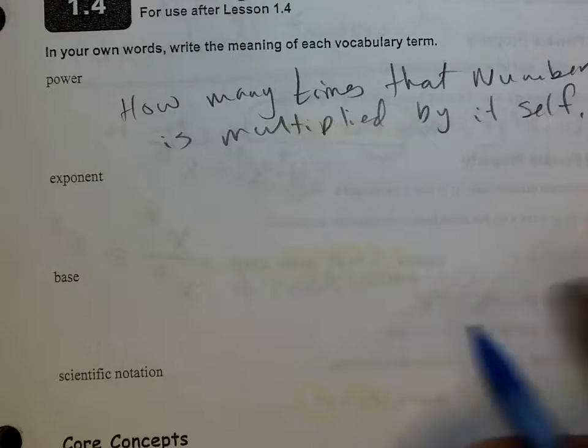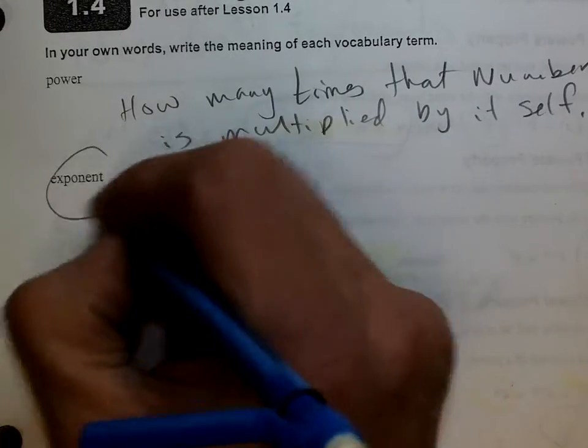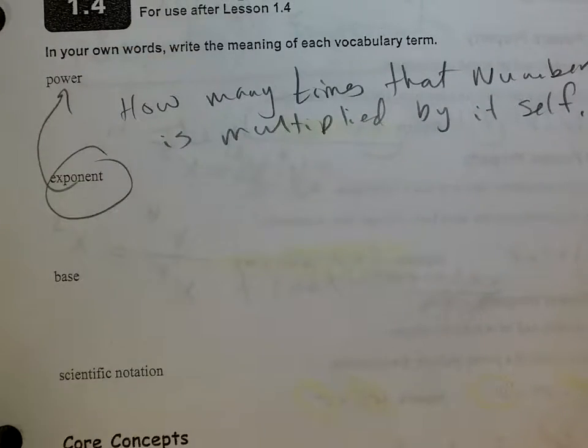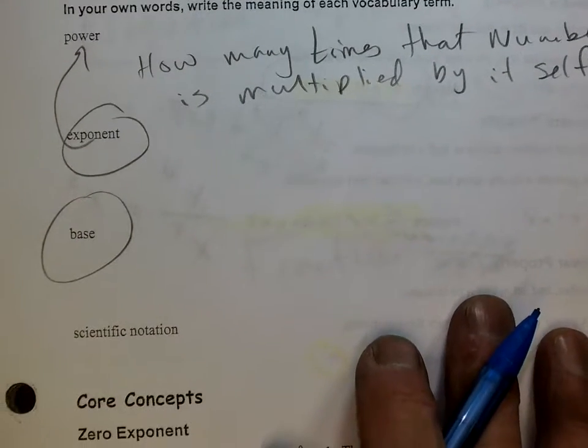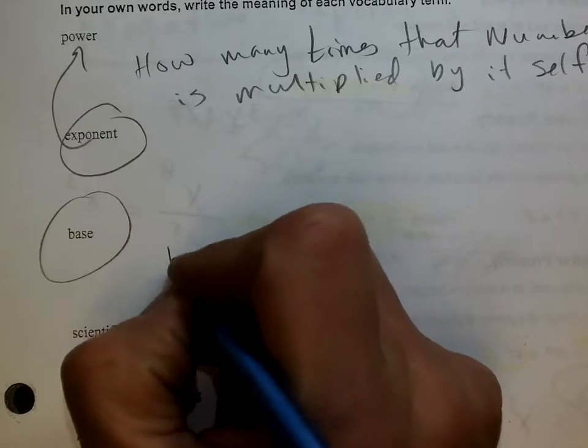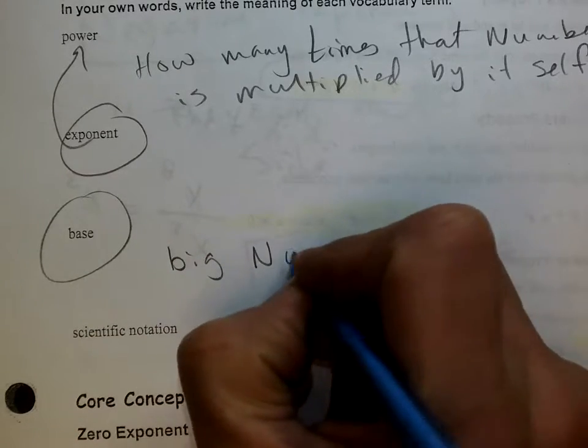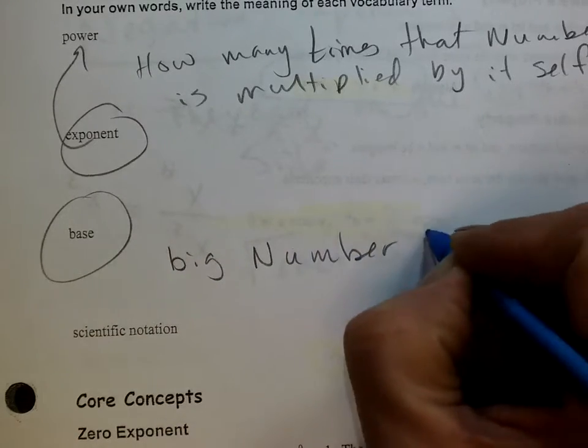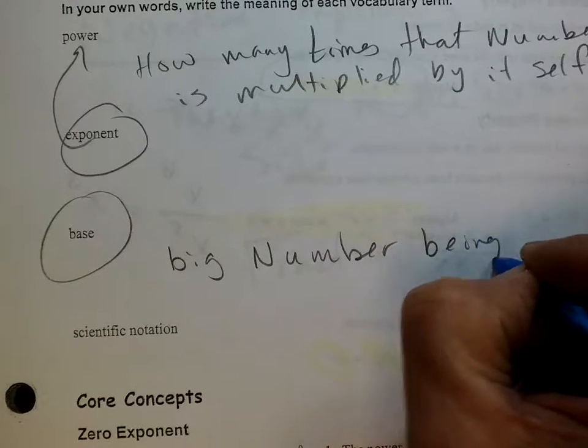So that means the exponent is the power, right? The exponent is the power. So it's the number that tells us. It's the little number. The exponent's the little number. Now the base is the big number being multiplied, right?